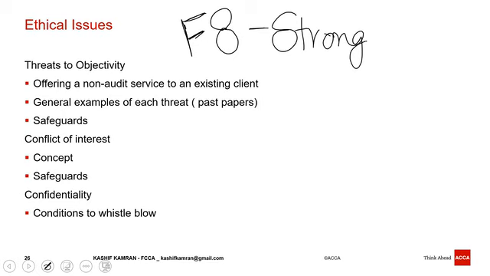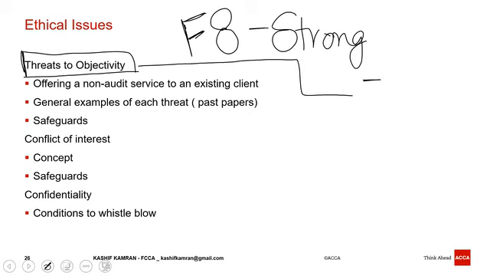Now let's revise what ethical issues are, which you do in the F8 paper. The ethical issues could be the threats to objectivity, and all of you know what threats to objectivity are. There are 5 threats to objectivity, and I hope all of you know them: the self-interest threat, the self-review threat, the advocacy threat, the intimidation threat, and the familiarity threat. You should find the threats in the case. Now, how would you do that? That's the second part of my discussion.